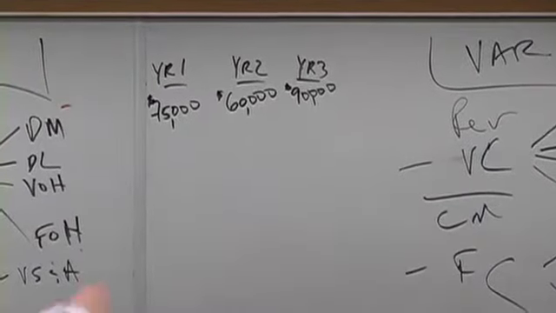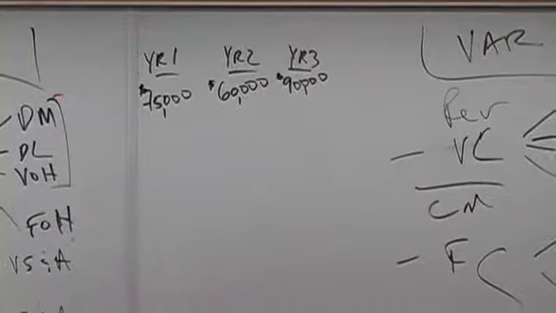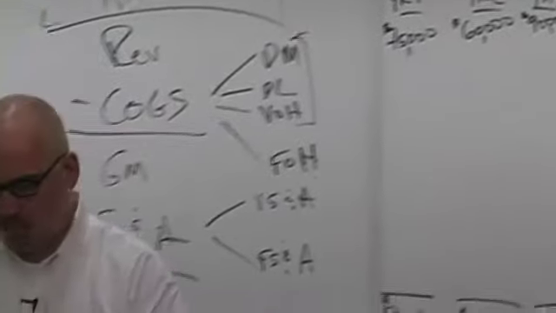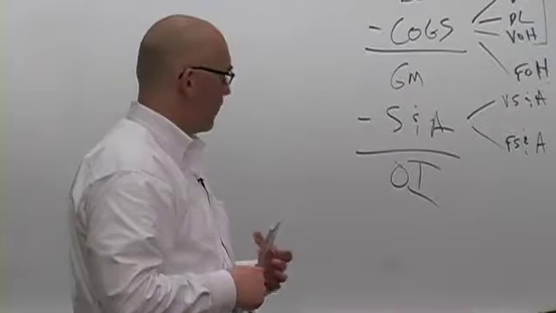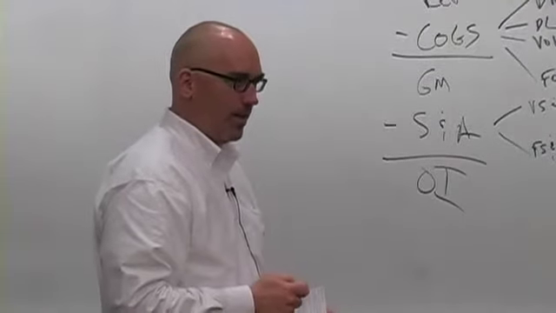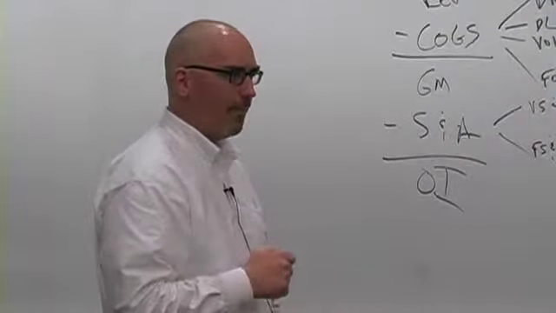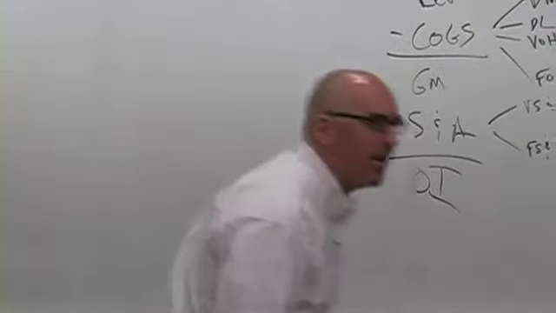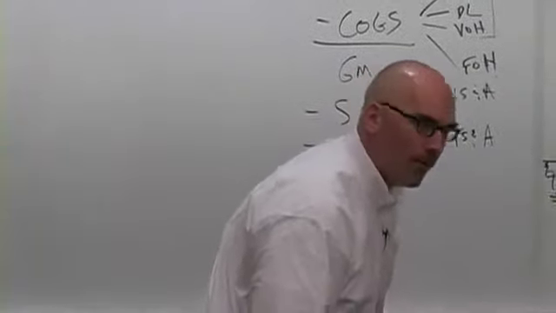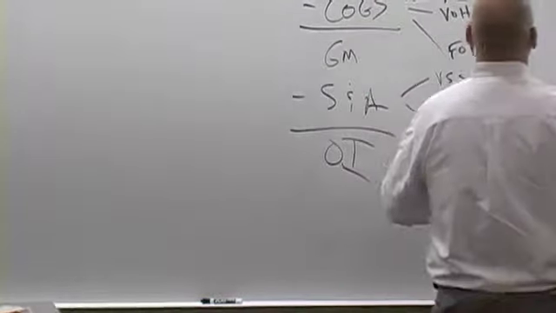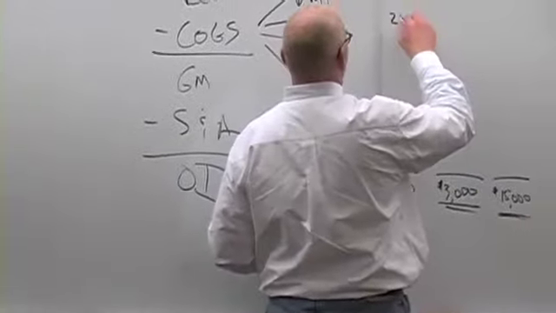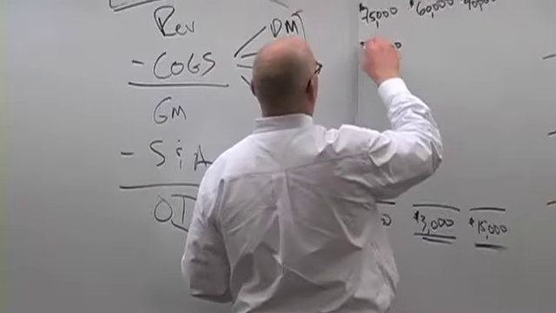Okay, and now we're going to put on a number that's this one. Okay? Year 1, direct materials, direct labor, variable overhead, all together. How much? $25,000. Exactly right. $25,000. See how easy that was?